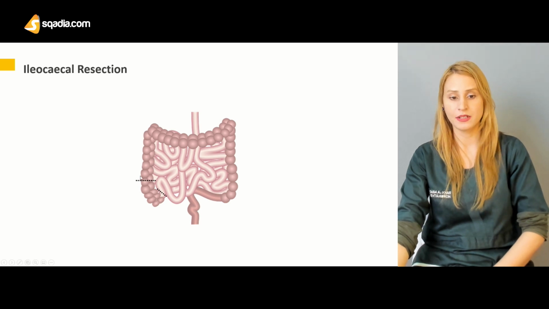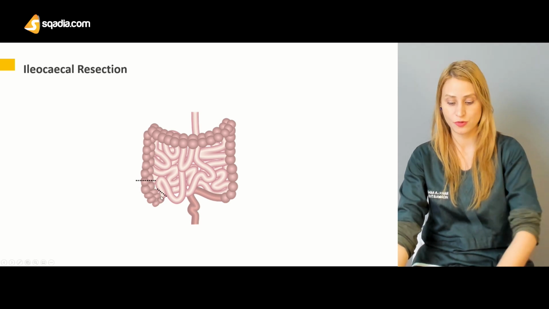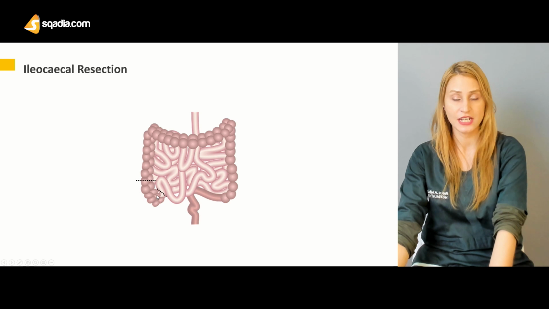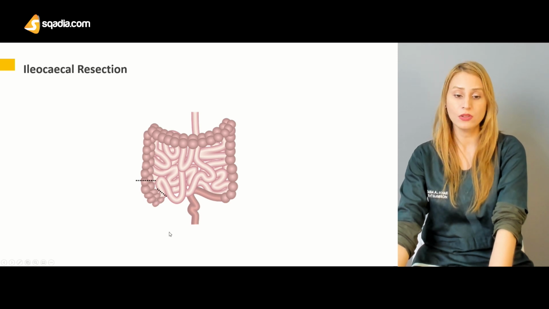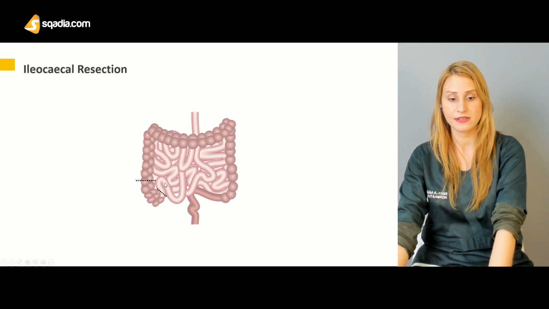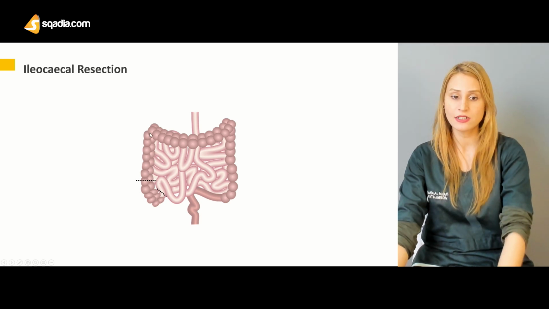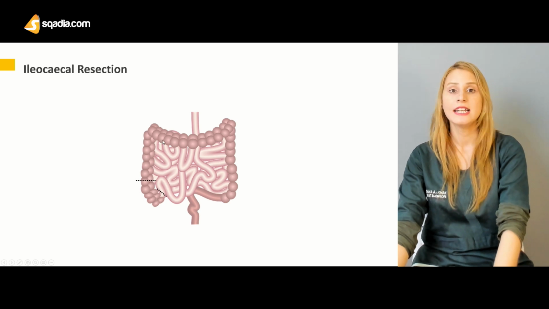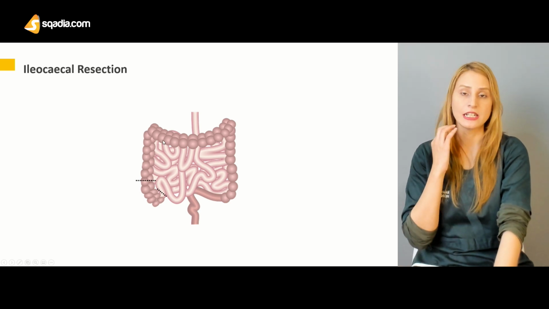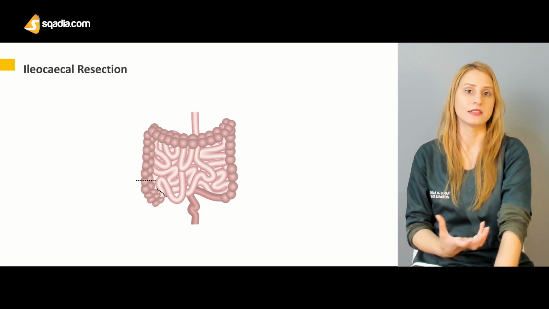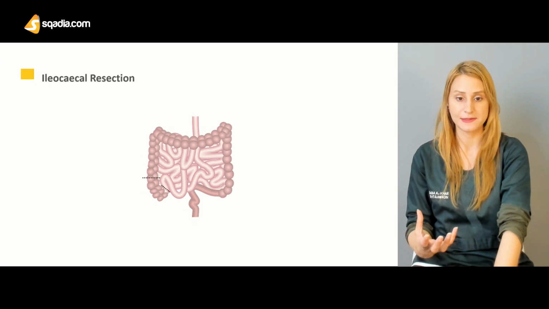Like this is the portion of the cecum, and this is the portion of the distal ileum which is attached to the cecum. You resect this whole portion, and you do the primary anastomosis with the remaining part of the ileum with the ascending colon, or you do it with the transverse colon, depending upon the location of the disease.